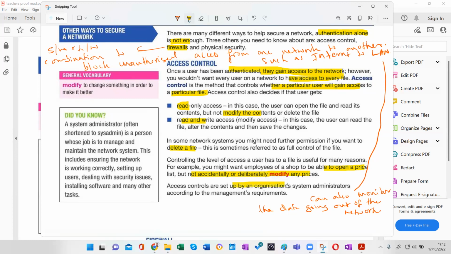Access controls are set up by organization system administrators according to the management's requirements. So these access controls are dependent on the policies of that organization. Okay. So we have Mr. Vipula, who is the system administrator, who is setting these access controls within our school. And he monitors the other schools as well. But then again, in Colombo, there's another system admin or a set of system admins who looks at the overall network.